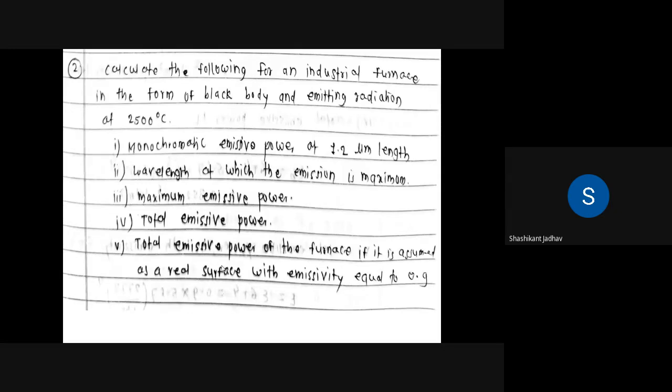समजले का बघा. Calculate the following for an industrial furnace in the form of black body. जो काही इंडस्ट्रियल फर्नेस आहे त्याला ब्लॅक बॉडी कन्सिडर करा म्हणून सांगितले आणि त्याचं टेम्परेचर दिलेलं आहे 2500 डिग्री सेल्सिअस. So by using this information we have to find out the monochromatic emissive power, then wavelength at which the emission is maximum, then maximum emissive power, then total emissive power, and then total emissive power of the furnace if it is assumed as a real surface with emissivity equal to 0.9. So we have to find out these 5 values by using the given information.